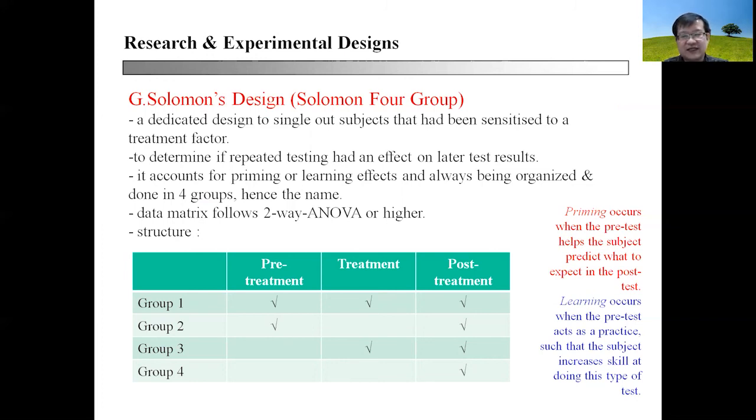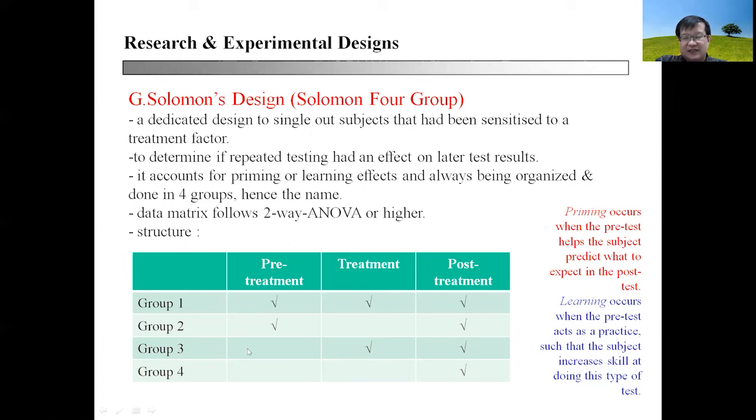So Solomon's 4 design allows us to take into account subjects that have been sensitized to a treatment factor or a priming effect, as they mentioned. This helps to determine if repeated testing has an effect on later test results. That's why we're talking about questionnaires and repeated exposure to drugs. The only downside is that in order to do this, you need to incorporate extra groups that denote pre-exposure and post-exposure, as you can see here. Whereas a typical experiment may only look at, let's say, group 3 and 4, whereby you have treatment or non-treatment.